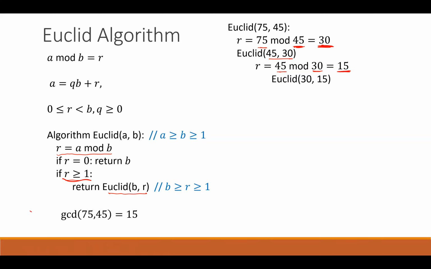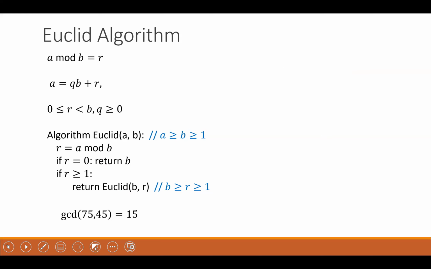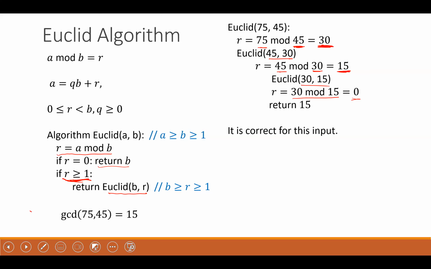And then R is greater than or equal to 1. In particular, it's not equal to 0. So I'm going to make another recursive call. Euclid 30, 15. R equals 30 mod 15 is equal to 0. Right? So 15 divides into 30 evenly. The remainder is 0. In this case, I return B. So I return 15. So I get the correct answer, at least in this example. All right. Is that clear? Any questions on that?